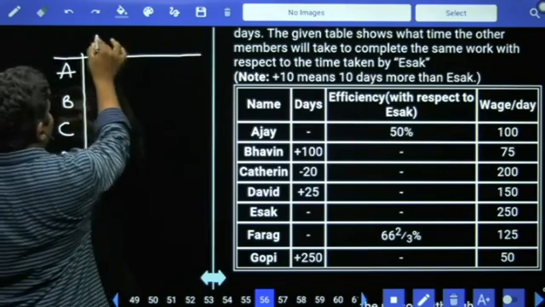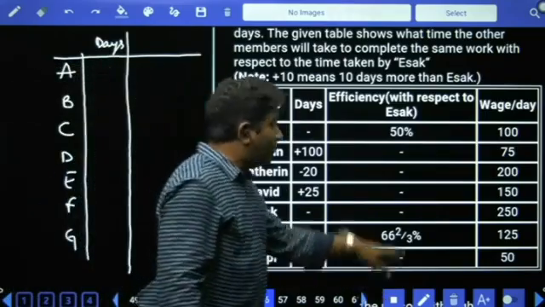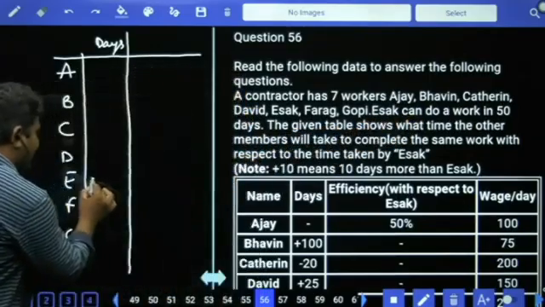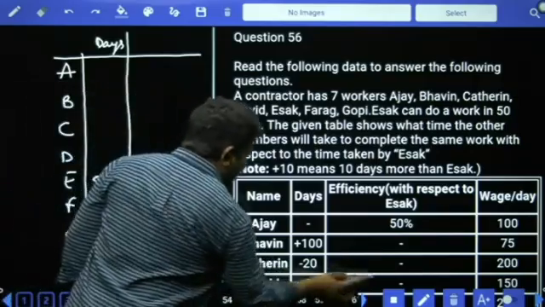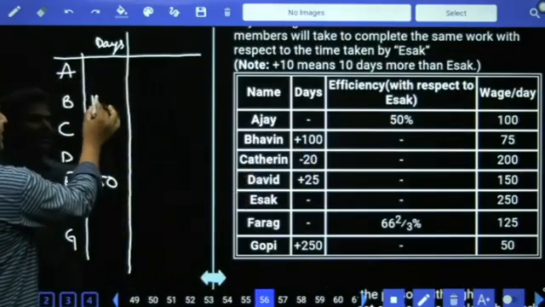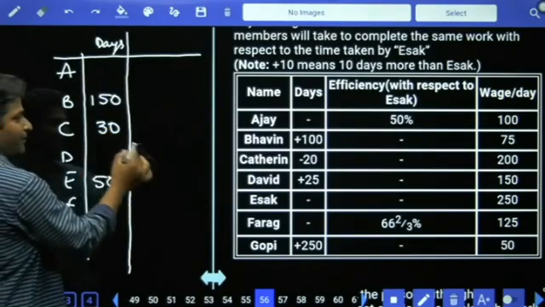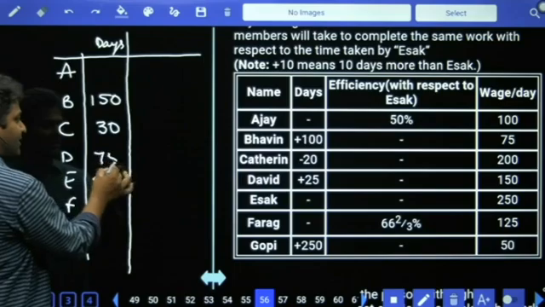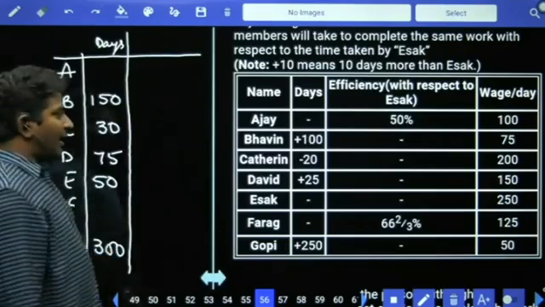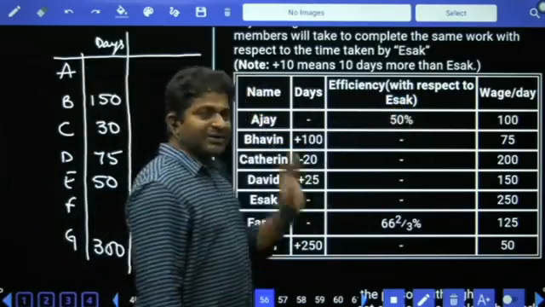Next is number of days. It is clearly mentioned that Isaac can complete the work in 50 days. So Isaac can do it in 50 days. And every other value is mentioned with respect to Isaac only. So plus 100 in the sense 50 plus 100, that is equal to 150. Minus 20 in the sense 50 minus 20, that is equal to 30. Plus 25 in the sense that is equal to 75. Plus 250 in the sense which is equal to 300. And now we don't have information regarding Ajay and Farag. Keep it aside.